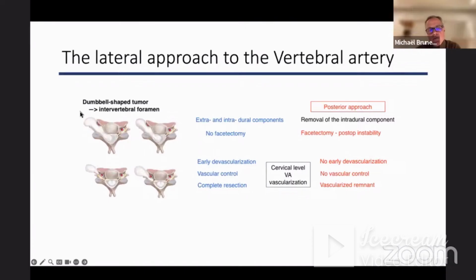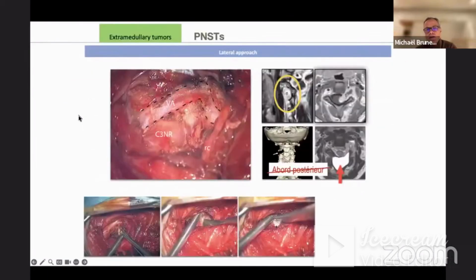The interest of using a lateral approach compared to a posterior approach is that you can remove all the components of the tumors. You do not have to perform a facetectomy. You will be confident with the vertebral artery which is exposed, and you will devascularize the tumor at the first steps of the surgery. So there is a lot of interest in doing those surgeries through a lateral approach. And this is a case to illustrate that.